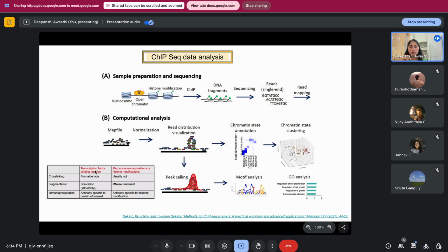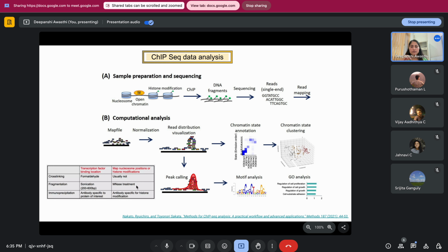In the case where you want to identify the regions or locations in the DNA which bind to transcription factors, for that you have to cross-link with the help of formaldehyde. But if you want to map the nucleosome positions, or the positions where histone is bound around the DNA, then you do not have to do cross-linking, because we know that histone is already attached to the DNA. Then comes fragmentation. In the case of transcription factors, fragmentation is done with sonication because you are artificially doing it.